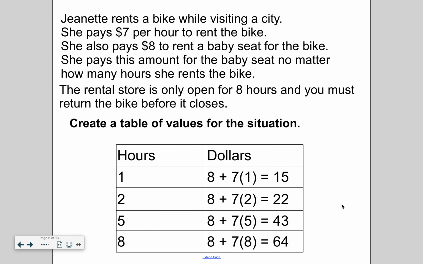All right, you can see my sample here. You may have different ones. I didn't use the 0, but that's in here as well.